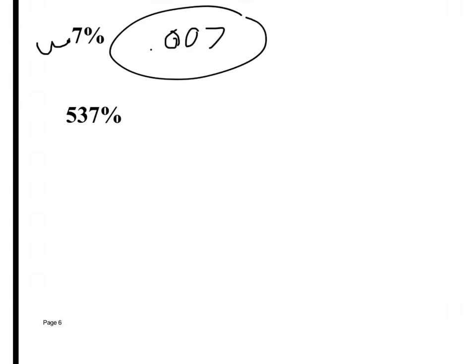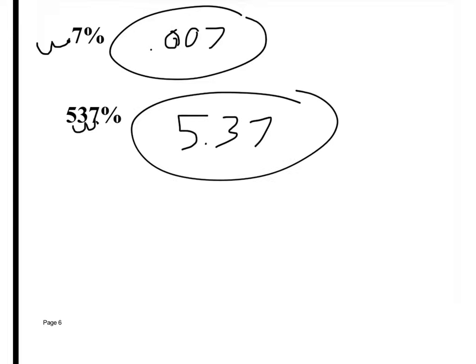I'm dividing by 100, which moves my decimal 2 places to the left. So 1, 2, that makes it 0.007. All right, any questions? If it's greater than 100, doesn't change anything. My decimal's here, move it to the left. I get 5.37 as my decimal.